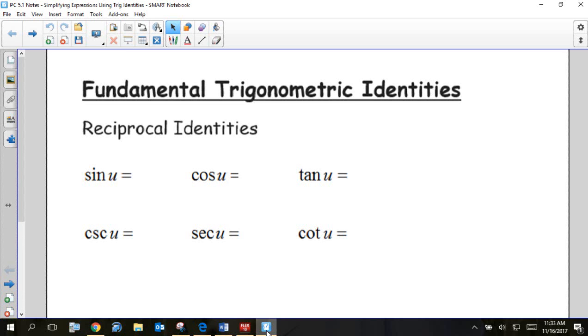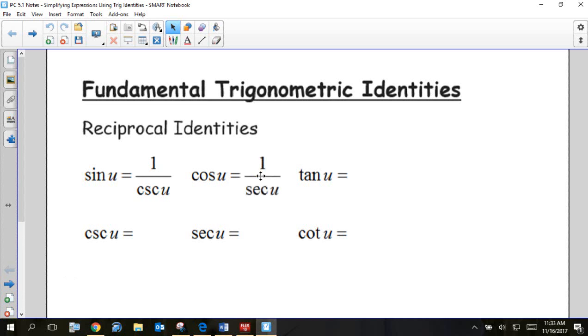So we're going to start with just fundamental ones, reciprocal identities. Reciprocal means flip it. So if I were to flip sine, it would turn into cosecant. Sine u, by the way, the u is just like an x or a theta. It's just another letter. So the reciprocal of sine u is 1 over cosecant u. The reciprocal of cosine u is 1 over sine u.